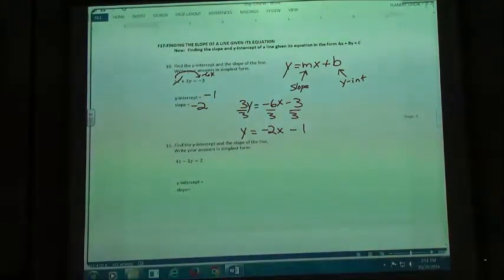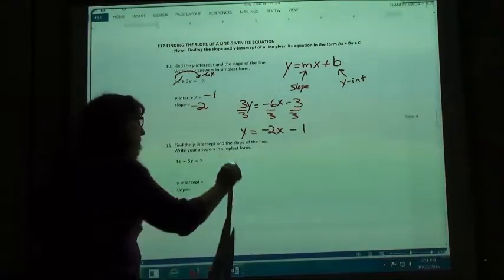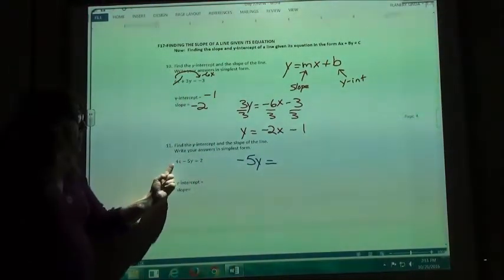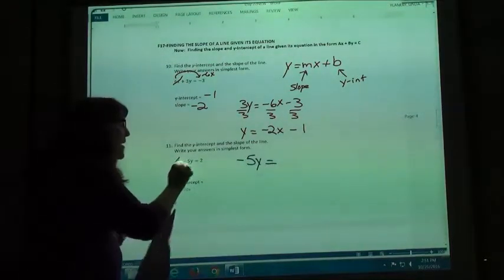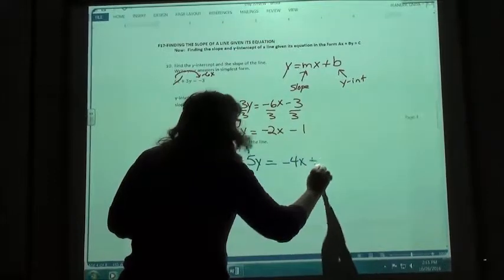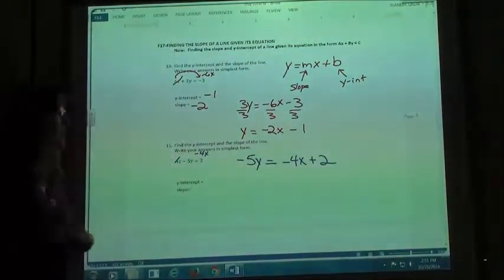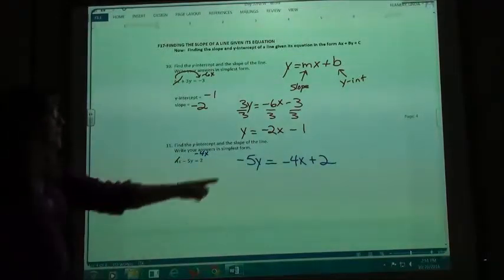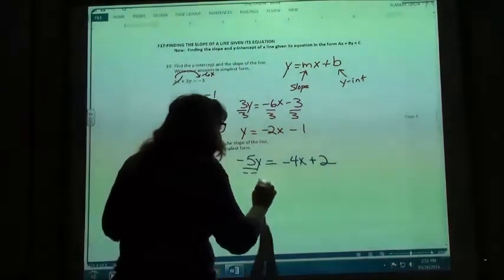So number 11, same kind of thing. I want to find my y-intercept and my slope. So I need to solve it for y. The negative 5y then is going to equal, if I move my 4x to the other side, it's going to become a minus 4x. So negative 4x plus 2. The sign on my 2 isn't going to change since it was already over there. Still need to divide by my negative 5.